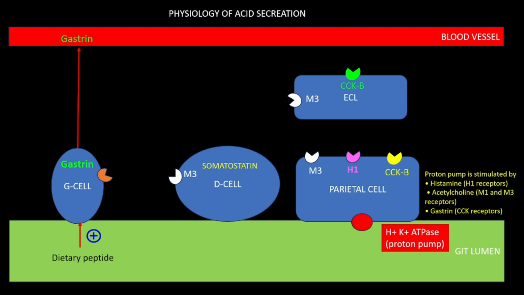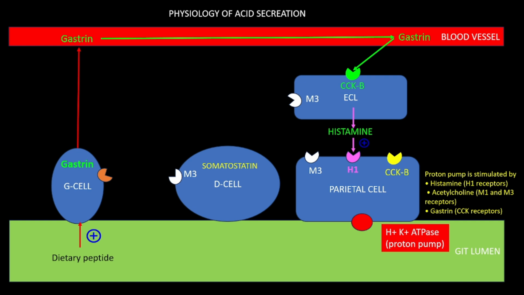From the blood vessel it goes near to the enterochromaffin cell. Then it binds to the CCK-B receptor, that is cholecystokinin receptor B, located on the enterochromaffin cell. Then it is responsible for the release of histamine, that histamine binds to the H2 receptor, thereby secretion of HCl will be there.